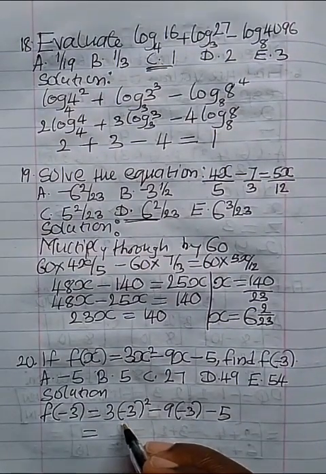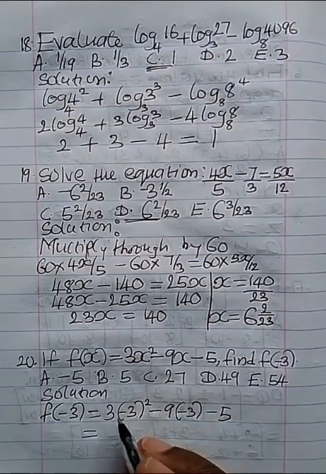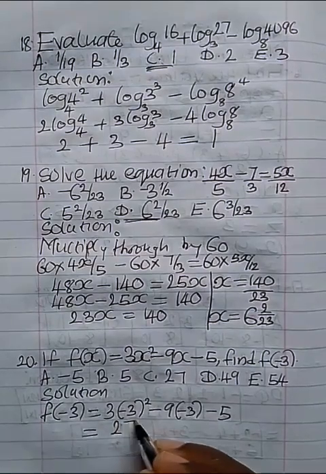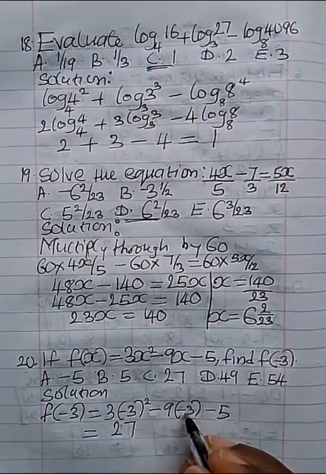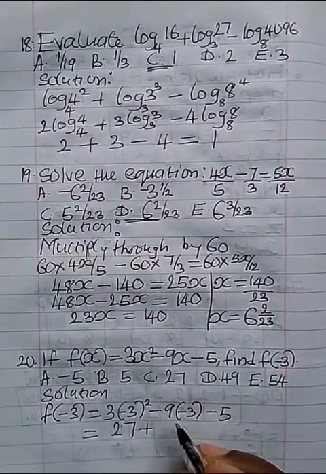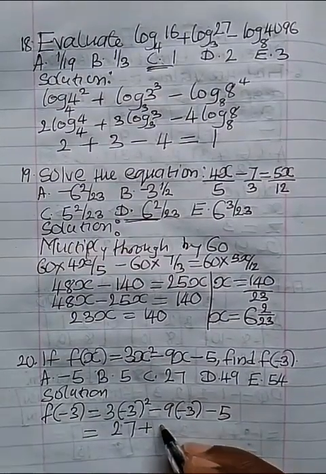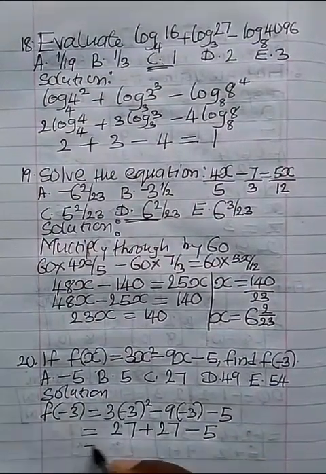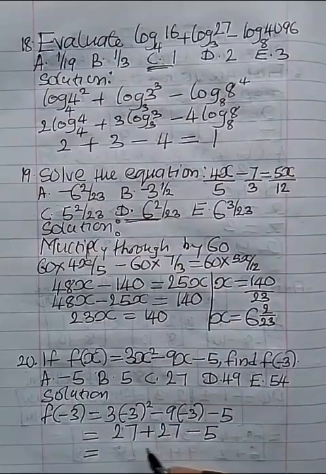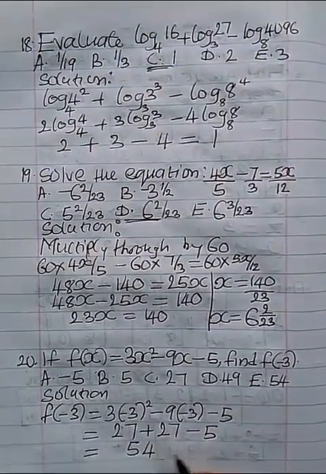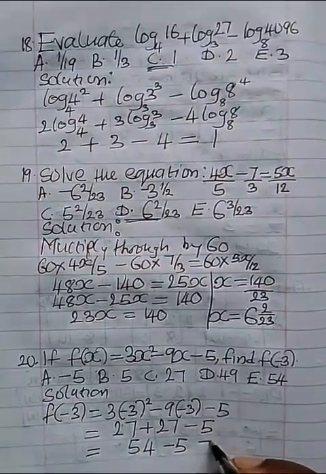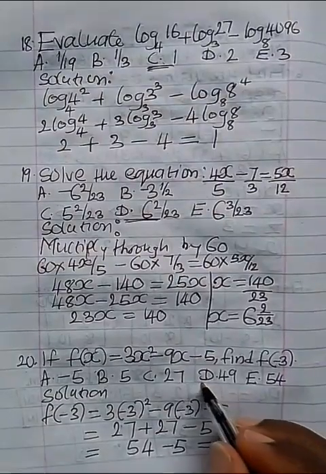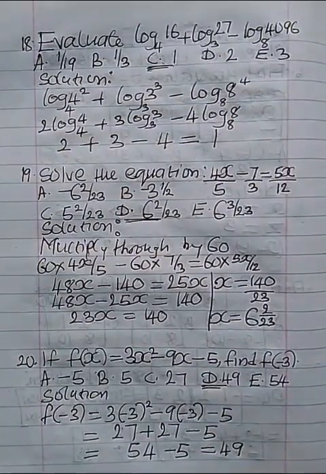Equal to minus 3 squared is 9. 9 times 3, that is 27, minus times minus is plus. 9 times 3, you have 27, minus 5. 27 plus 27, that is 54, minus 5, and you have 49. The correct option is D.